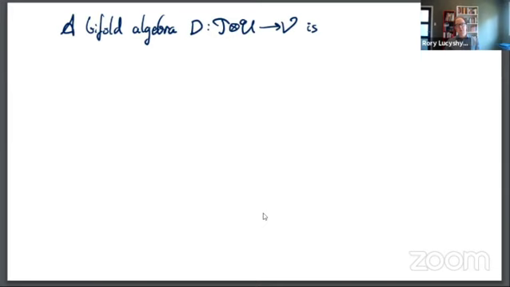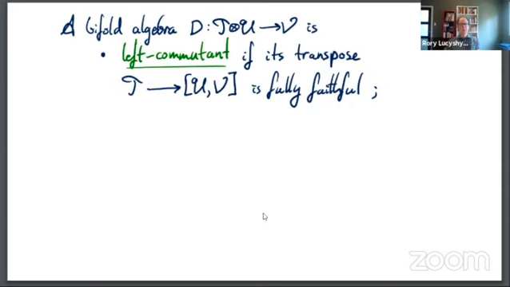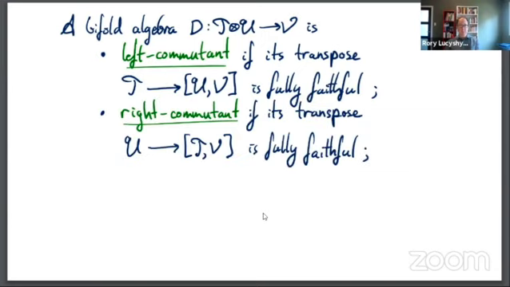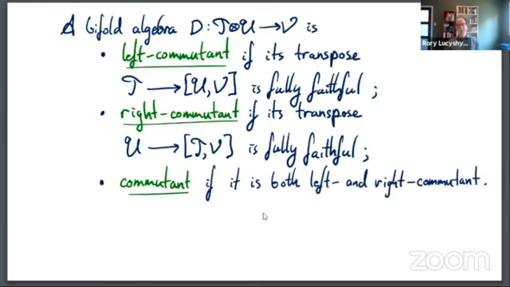So a bifold algebra is said to be left commutant if, when we take its transpose of the following form from T into the V functor category from U to V, will require that this be fully faithful. And then we say that the bifold algebra is left commutant. Similarly, we can define the notion of right commutant bifold algebra, taking the other transpose of D and requiring that it be fully faithful. And then if we have both properties, then we say that it's a commutant bifold algebra. This is one equivalent characterization of these notions. I'm giving this definition because it's very quick to state.